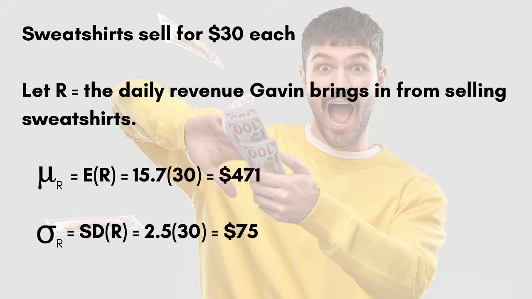For the mean, all we're going to do is take the 15.7 sweatshirts he sells per day, multiply it by 30 to get $471 for the expected long-run revenue per day from selling sweatshirts. And standard deviation also gets affected by multiplication of a constant. So we're going to take the 2.5 and multiply that by 30 to get $75. So in the long run, on average, for the random variable R, Gavin expects to have a total revenue of $471 per day from selling sweatshirts, but some days he sells more and some days he sells less, so the revenue is going to deviate by $75.